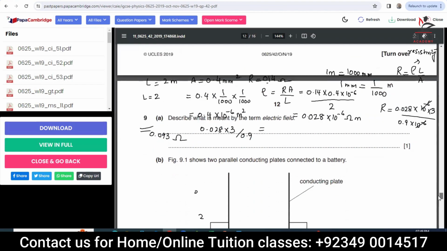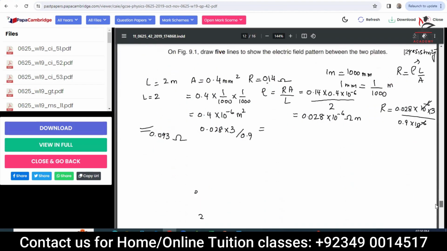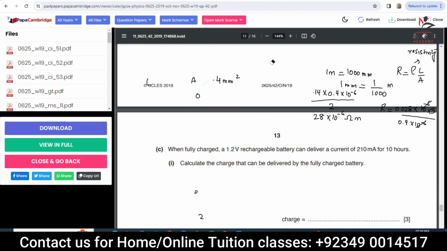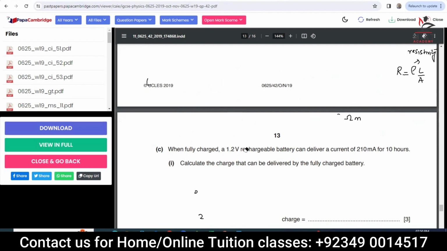Now this is called electric field. We will talk about this in a minute. How to solve this? Part C. When a fully charged 1.2 volt rechargeable battery can deliver a current of 210 milliamps for 10 hours, calculate the charge that can be delivered fully.